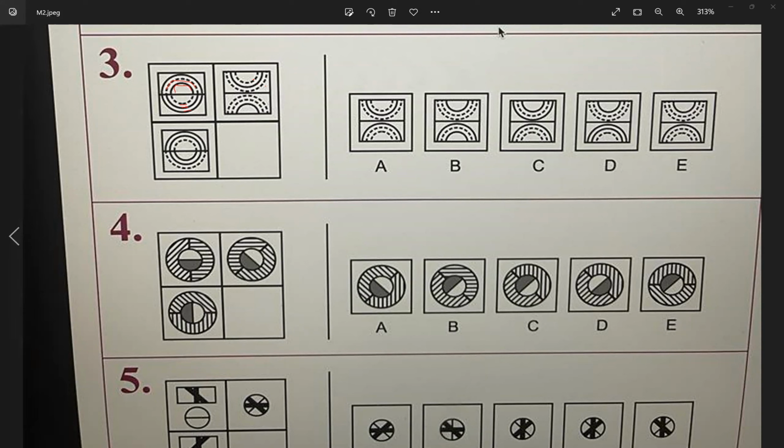Exactly, exactly. So we can say that this is a mirror. Both of the shapes, this one and this one, have flipped vertically, and the types of lines have been reversed. Great. Go ahead and try to find the right option.